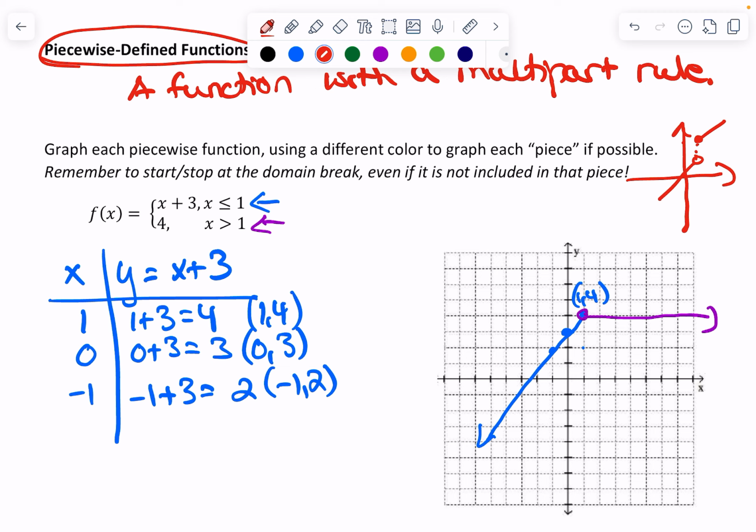We cannot have these both included if it is a function. It does not pass the vertical line test. But here, where we have the same point in this example, one of them is going to be a closed dot because this one includes the 1.